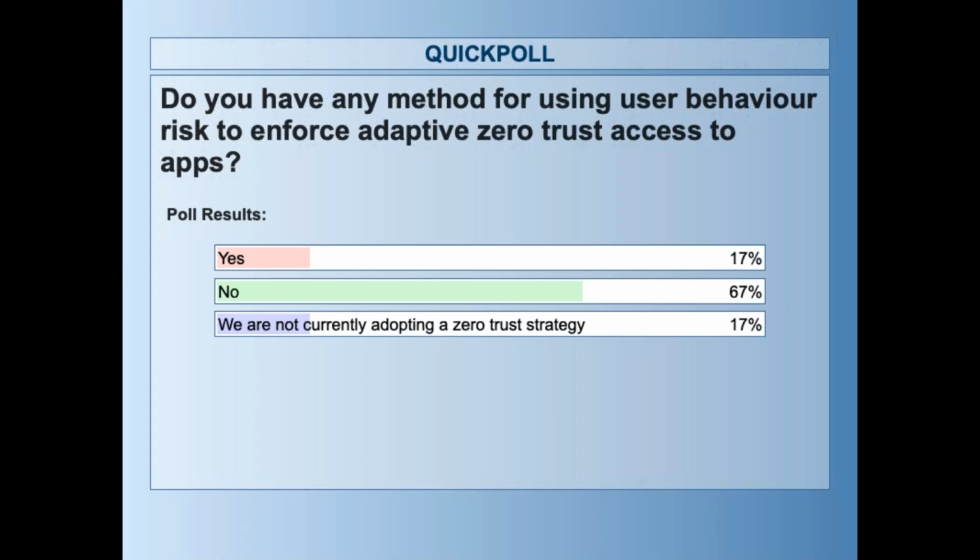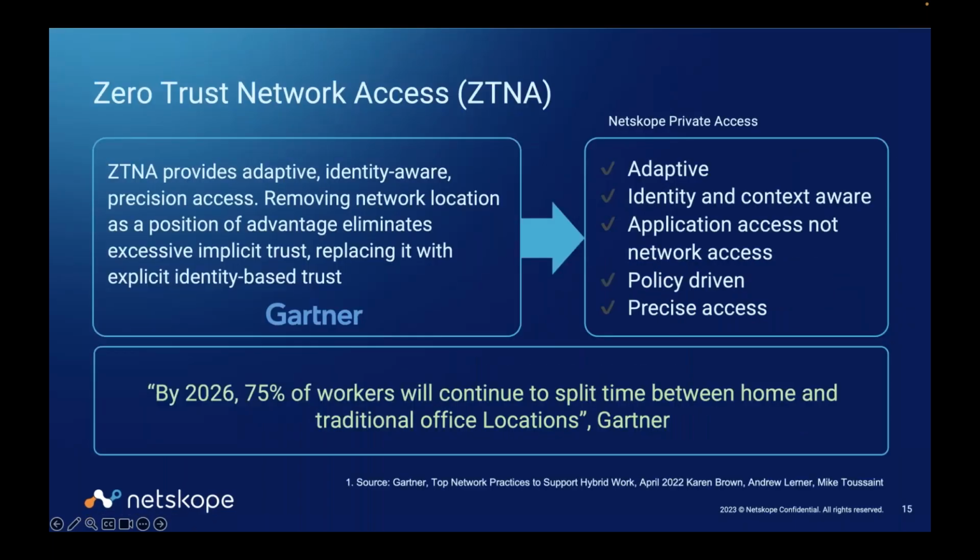So Gartner says ZTNA provides adaptive, identity-aware, precision access, and it removes the implicit trust which is gained through network location, which is really an advantage that eliminates excessive implicit trust, right? That's the key to why you would want to deploy zero trust network access. But there are a lot of other benefits.